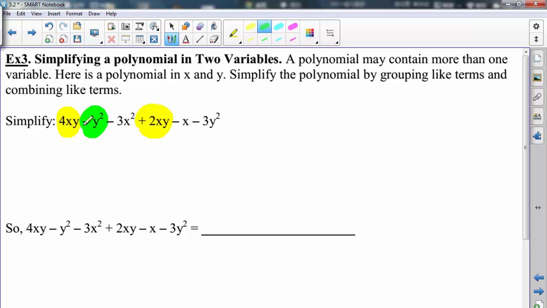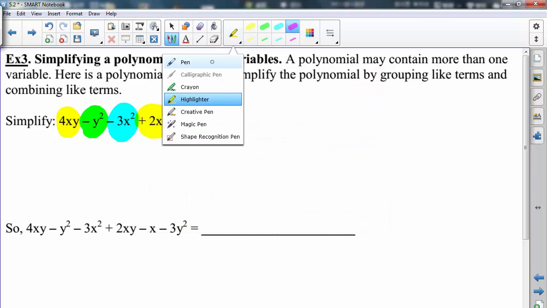Negative y squared. Let's use the green color for that one. Can you find its like term? Its like term is here. Negative 3x squared. Can you find a like term for negative 3x squared? There's no like term for negative 3x squared, so the blue color is alone. Negative x. Can you find its like term for negative x? There are no terms left, so negative x is the pink color alone.